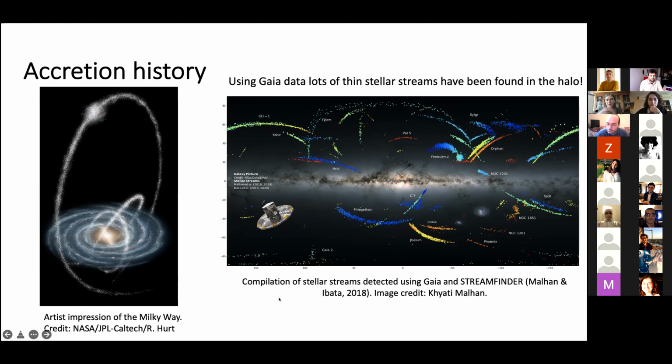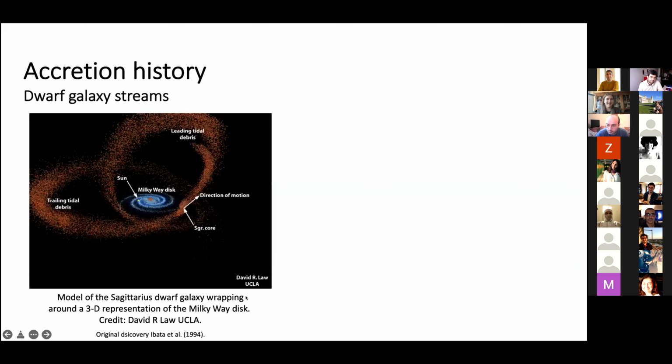But the picture gets even more complicated when you look at more massive dwarf galaxies. Now I'm showing you a model of the Sagittarius dwarf galaxy. This was discovered back in 1994, and it is a remnant of a dwarf galaxy that you see in the Sagittarius constellation when you look from our point at the Sun. And this gives us one of the best pieces of evidence for the accretion history of the Milky Way, because we can see this merger that is ongoing today.